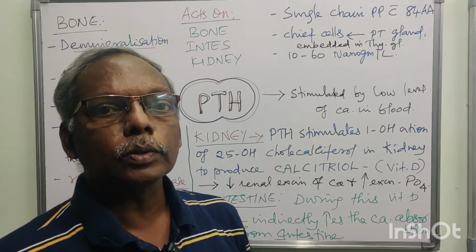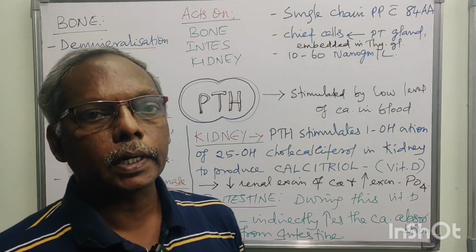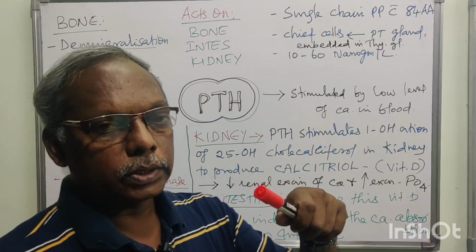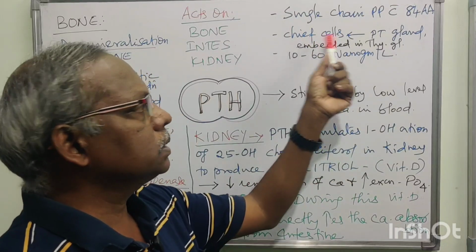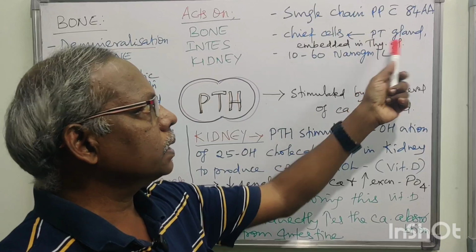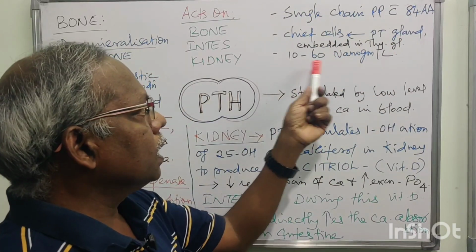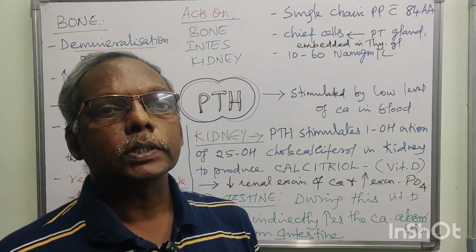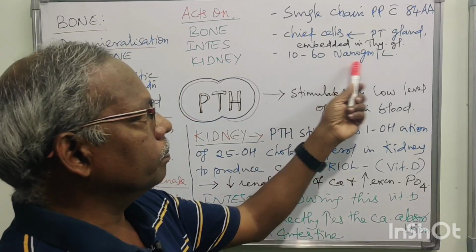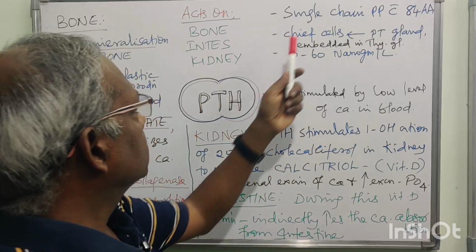Second one is, you know that it is secreted by the chief cells which are present in the parathyroid gland. One more cell is oxyphil cells. Second one is chief cells. This parathyroid hormone is secreted by chief cells of parathyroid gland, which is embedded in the thyroid gland. And the normal value of this one is 10 to 60 nanogram per liter. This is the introduction.